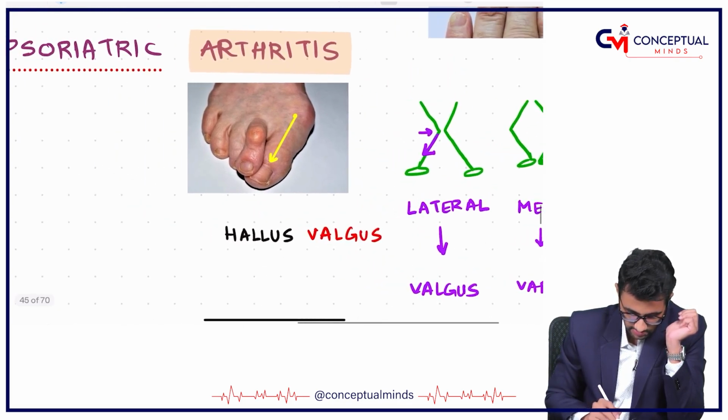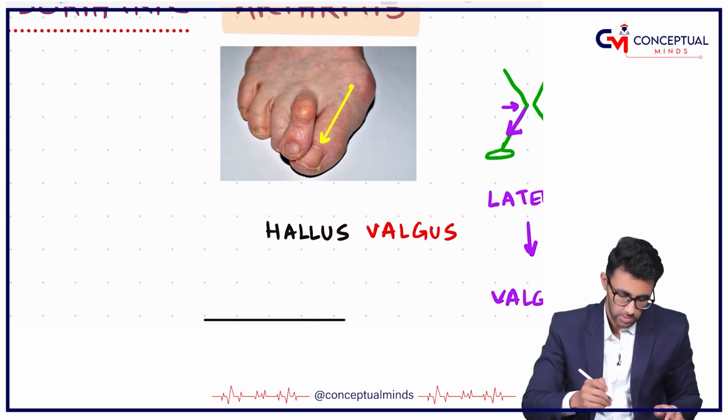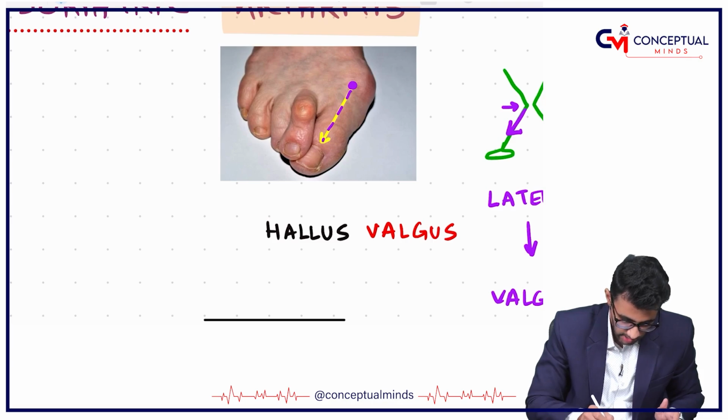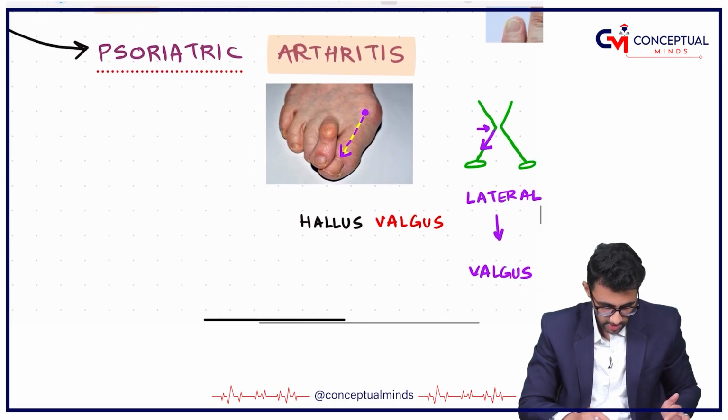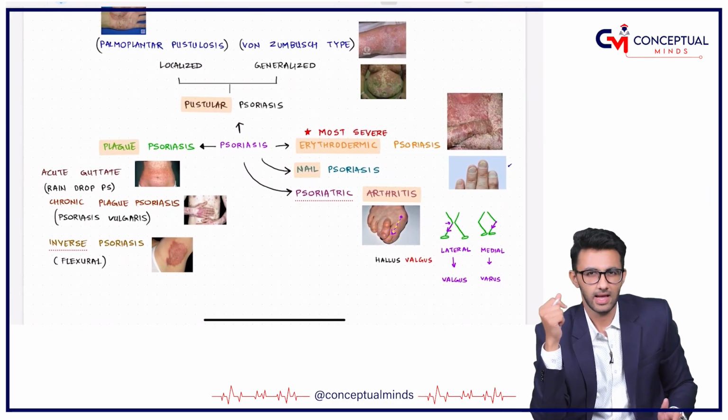Alright, so coming back to this image, the great toe is pointing outwards. After the joint we see that the great toe is pointing outwards, so it is going to be valgus. Okay, so this was all about psoriasis and the classification regarding that.